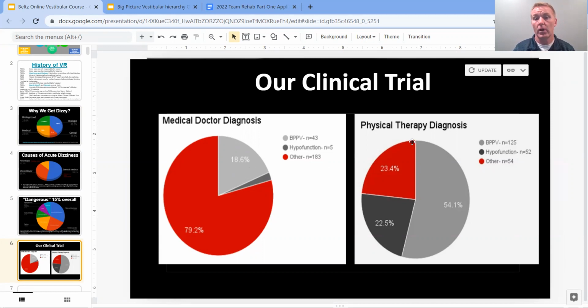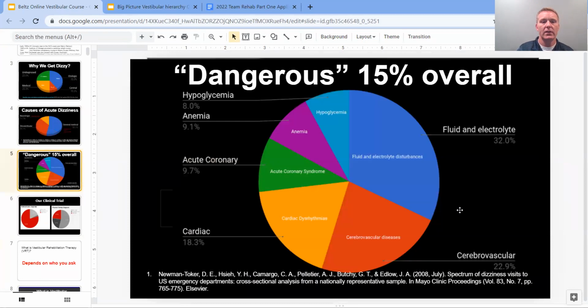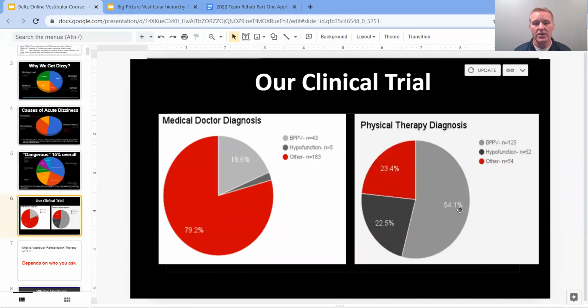And what I found in my clinic, out of those patients, 54.1% had BPPV, 22.5% had what we call vestibular hypofunctions, and 23.4% had other reasons for their dizziness that I can go into more later. So the main point here is that you need to know how to tell if a patient has an inner ear or a brain problem. And I'm going to teach you how to do that now. So let's get to the good stuff.